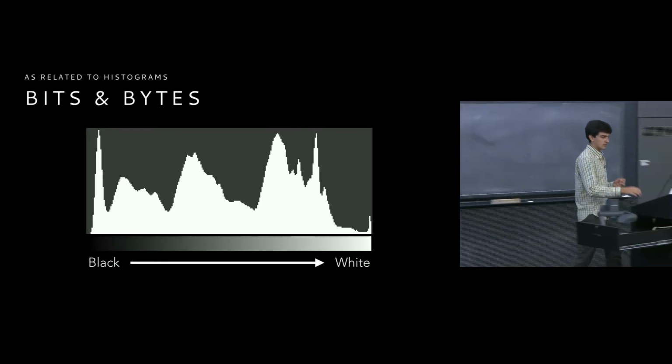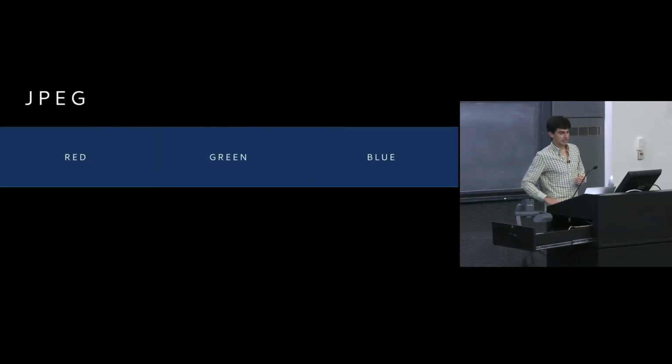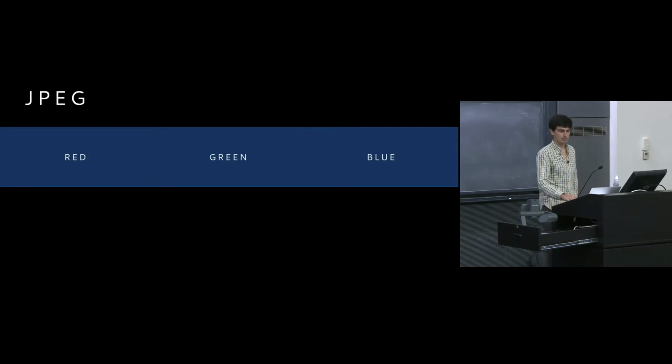So far, hopefully this is all making sense. So let's tie this in to some file formats, like JPEG, for example, where we have color information that's split into 3 different channels, the red, the green, and the blue.